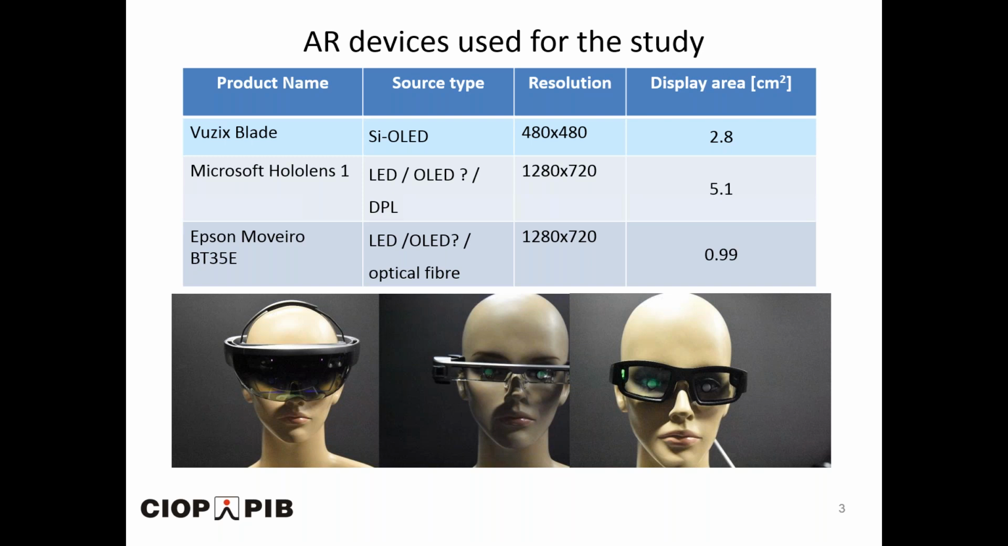We tried to find the source type installed in every single one of them. Sometimes it might not be as accurate as we wanted, so there are some question marks. We are not always sure what's installed inside each device. We also checked the resolution and the display area of each display in each glass. This is important for later, so that's why I show it here.